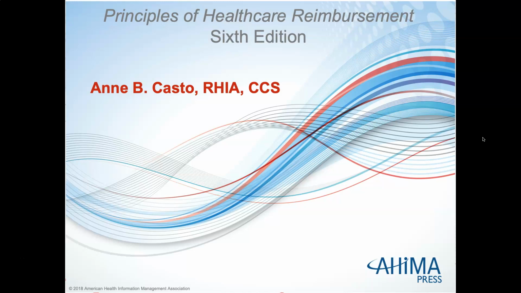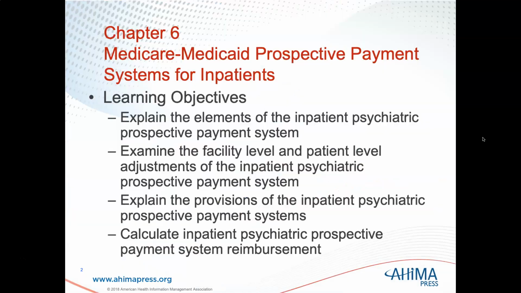We are on Inpatient Psychiatric Facility Prospective Payment System. If you are looking at your book, we are on page 128 at the bottom of the left-hand column, and we're going to pick up from there and move on. The learning objectives from the book are here on the screen, where we're going to talk about inpatient psych prospective payment system, how that works in terms of facility level and patient level adjustments. We'll talk about the provisions of the inpatient psych PPS and calculate how that works out.